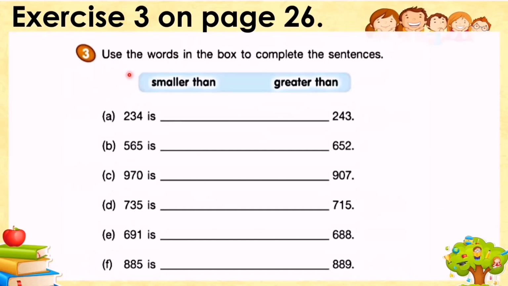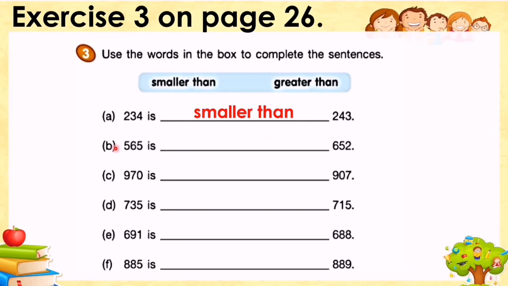So, you are going to use the words in the box to complete the sentences. So, you will write smaller than or greater than. Okay, letter A, 234 is blank 243. Since 234 is smaller, you will write here smaller than.